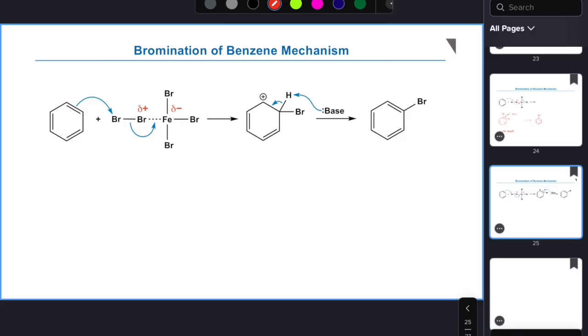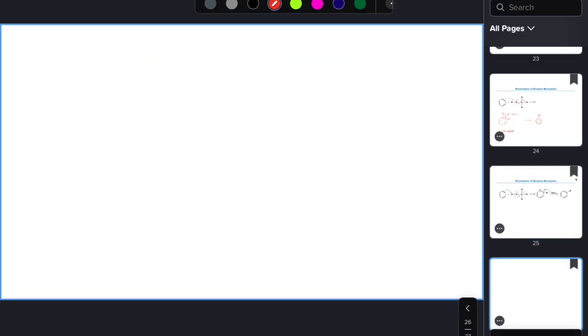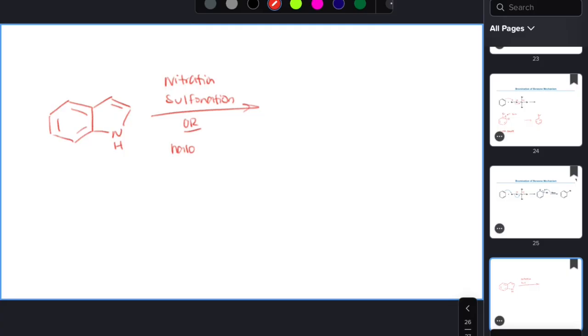And I will then have a question for you all, and I want you to rationalize and talk amongst yourself for a little bit. If we have an indole ring, which looks like this, and we use any of the conditions talked about earlier today, so we have either nitration or sulfonation or halogenation, where on this molecule is it going to react? So I'll give you all like 2 minutes to talk.